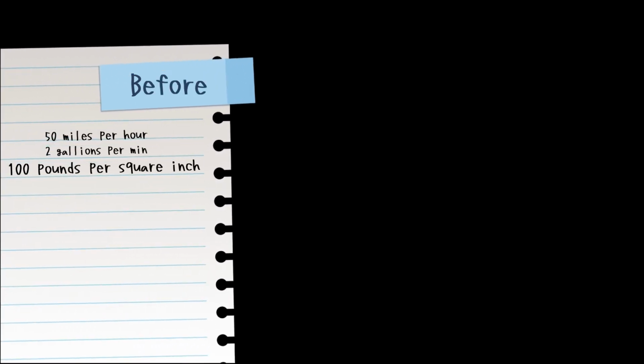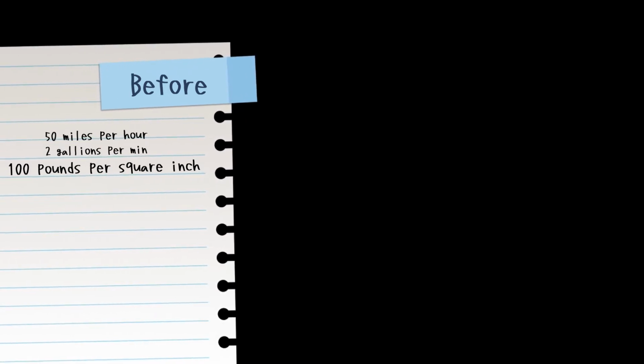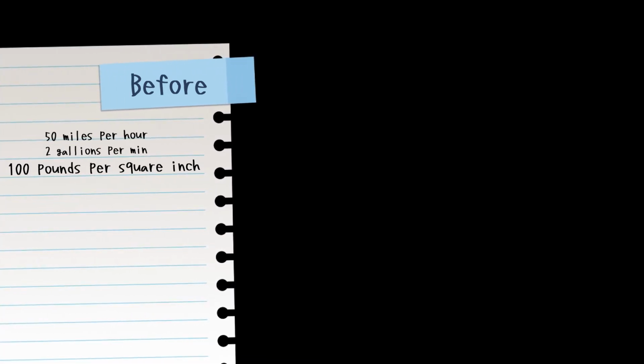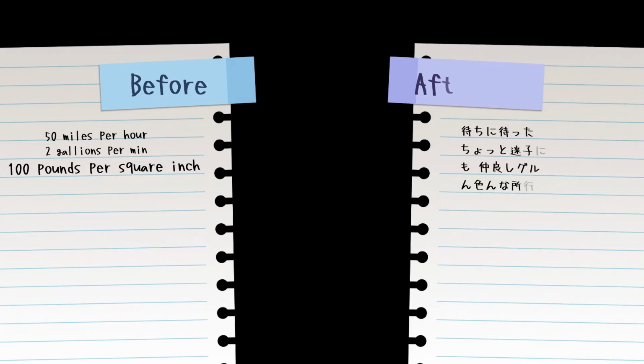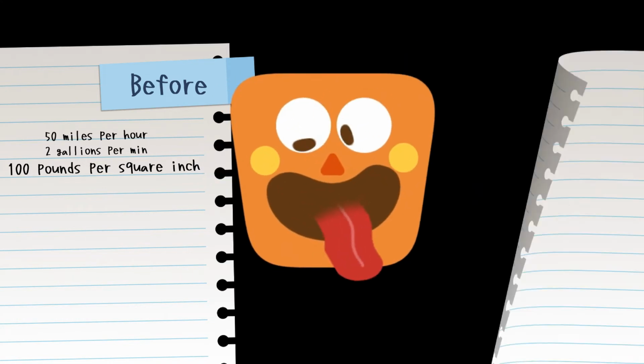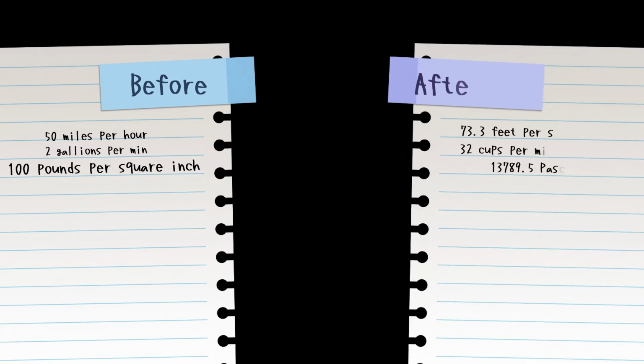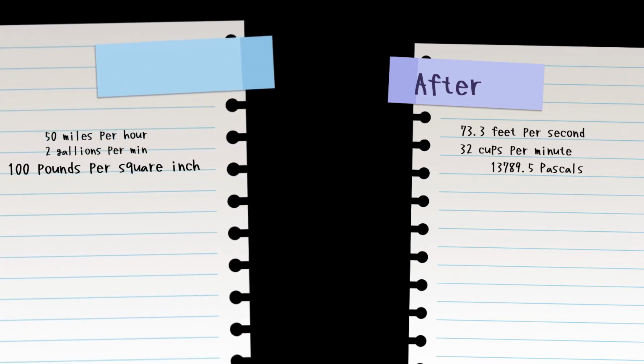So in dimensional analysis, you're taking some measurement, whether it's 50 miles per hour, 2 gallons per minute, or 100 pounds per square inch. And you're taking these measurements and you're rewriting them, converting them to some other kind of measurement. In Japanese. Just kidding. Okay, so after you do your conversion through dimensional analysis, you conclude with 73.3 feet per second, 32 cups per minute, and 13,789.5 Pascal that correspond to those three quantities on the left side.